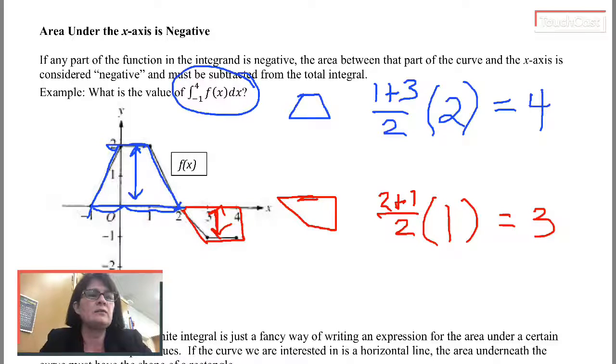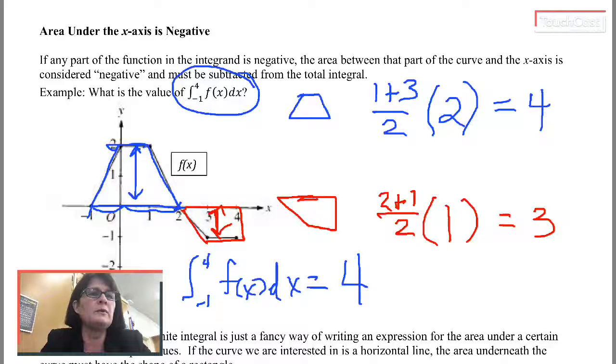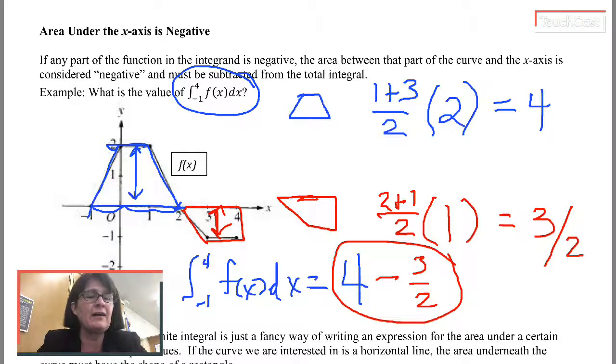So to find this integral, the integral from -1 to 4 of f of x dx is going to equal the positive for that positive area, 4. Whoops, I hope I said 3/2. This is definitely 3/2. Minus the area that's underneath the x-axis, so 3/2. That's my final answer: 4 minus 3/2. You could simplify that or not simplify that.